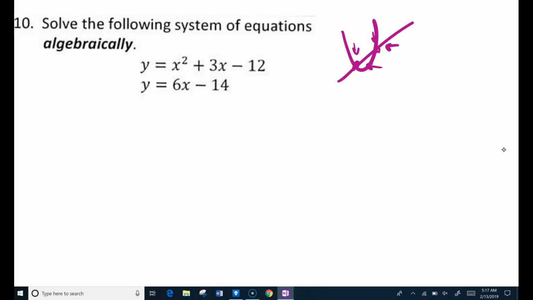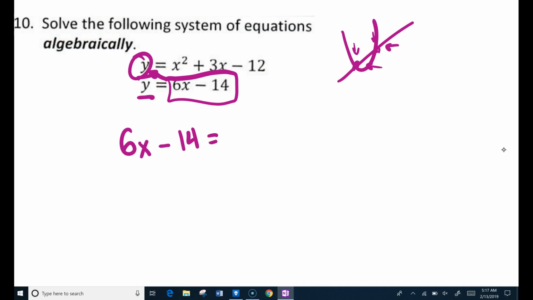So the process by which we do that algebraically is we start by isolating y in both of the equations. Notice that they're both isolated here. So I'm going to take this value for y, the 6x minus 14, and substitute it into that y right there. So essentially, I'm setting the two equations equal to each other. 6x minus 14 equals x squared plus 3x minus 12.